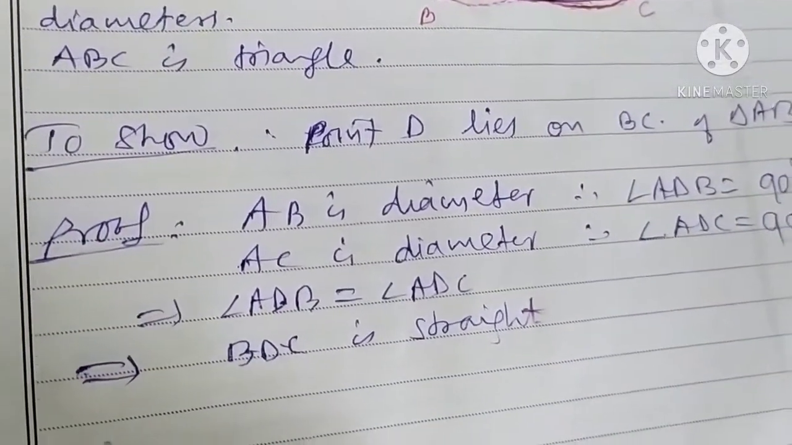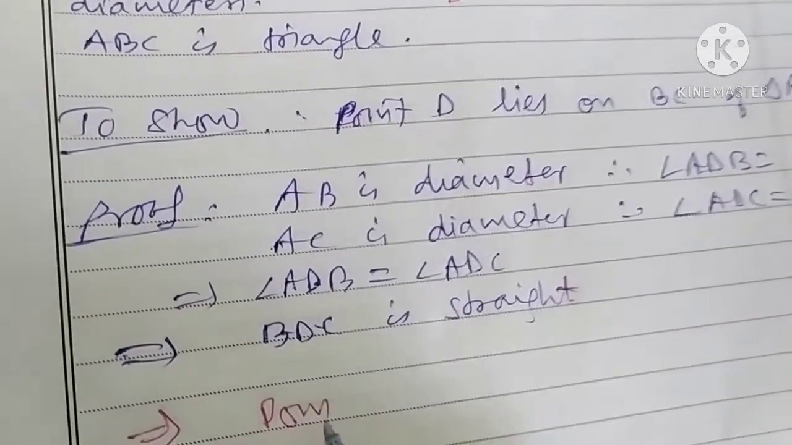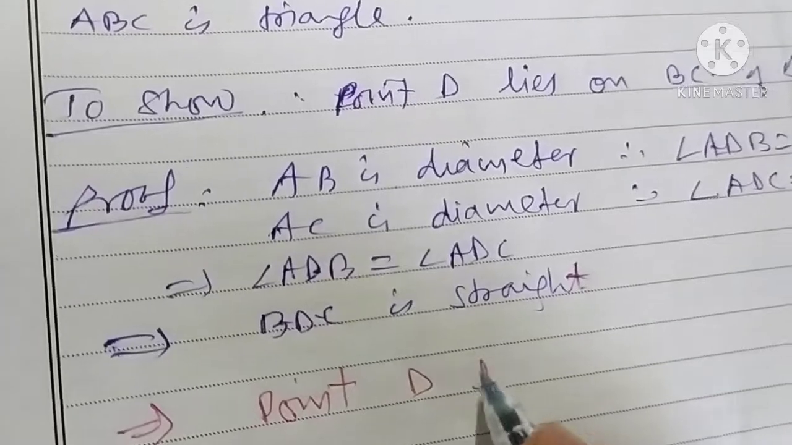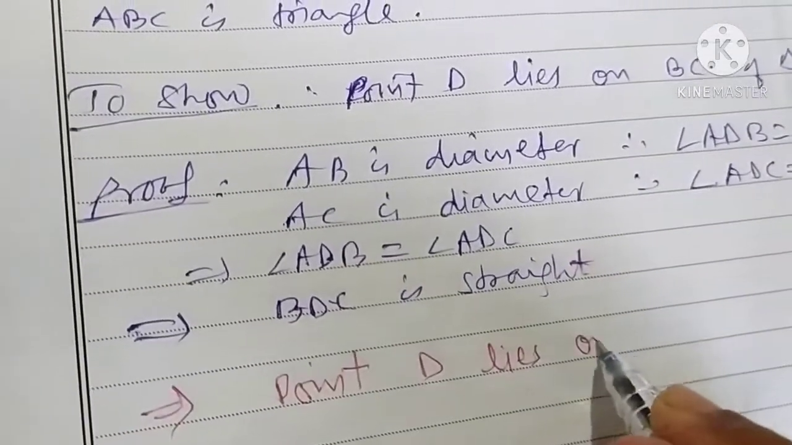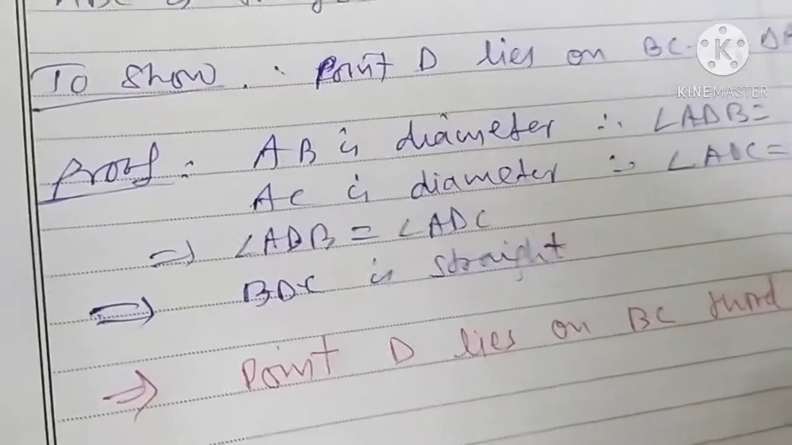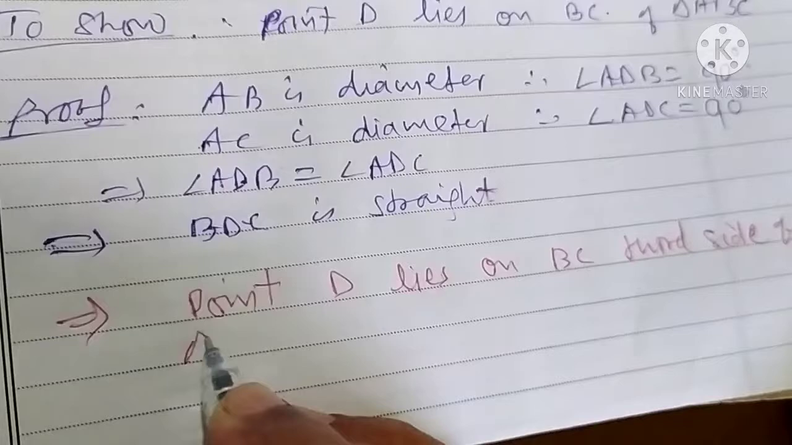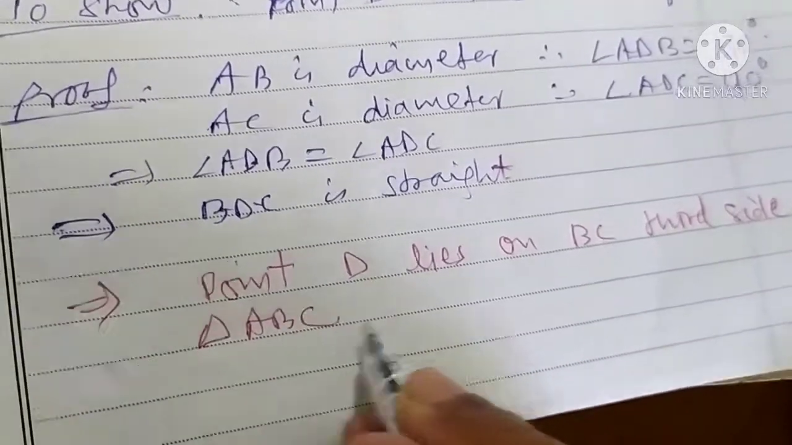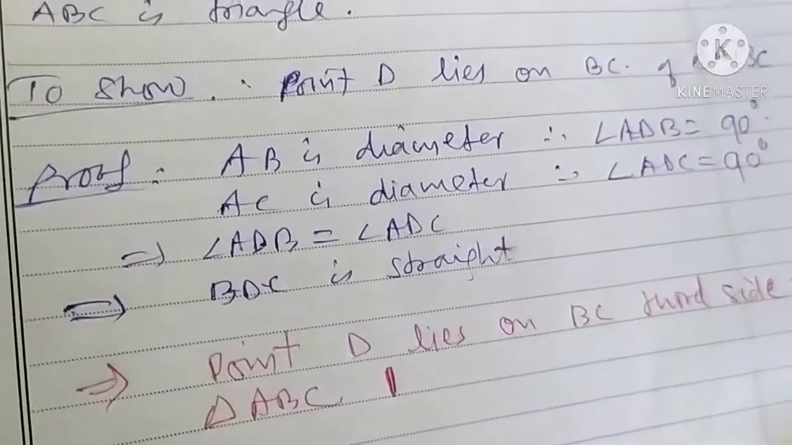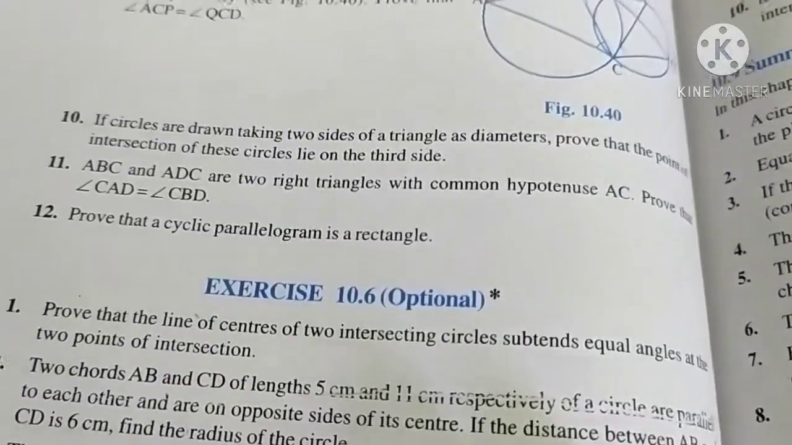And this implies that point D lies on BC, that is the third side of triangle ABC. And hence proved. So we proved it. See, in 3 lines we have proved this. Very simple. Now let us take example 11.